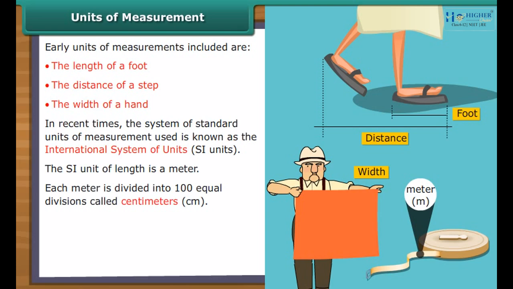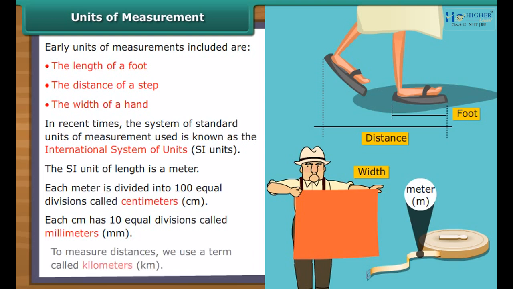Each meter is divided into 100 equal divisions. These are called centimeters, or cm. Each centimeter has 10 equal divisions. These divisions are called millimeters, or mm. To measure distances, we use a term called kilometers, or km.